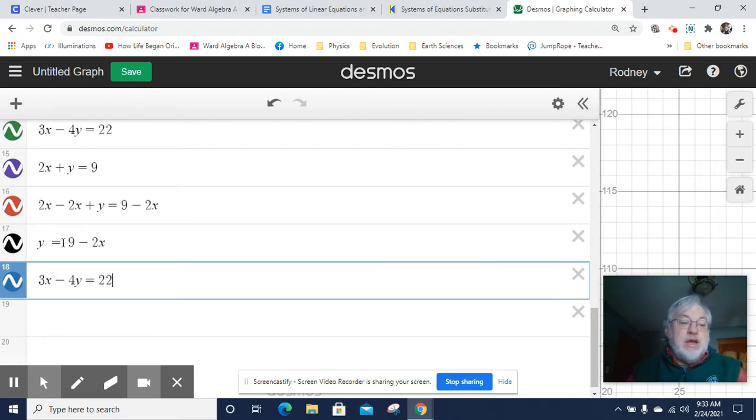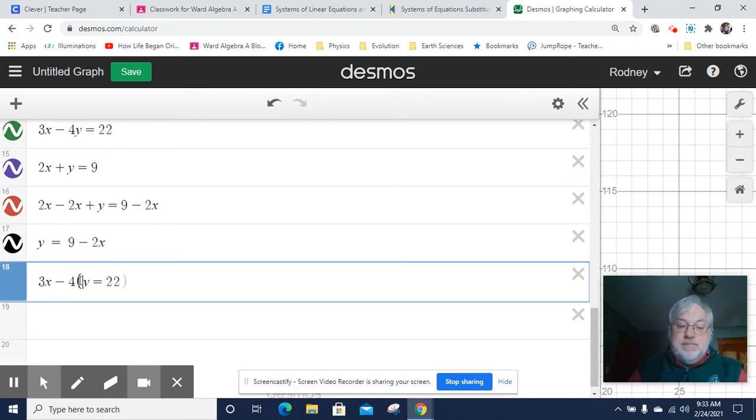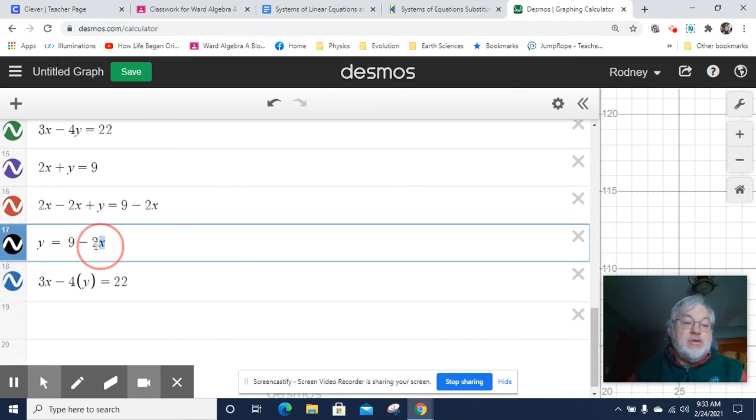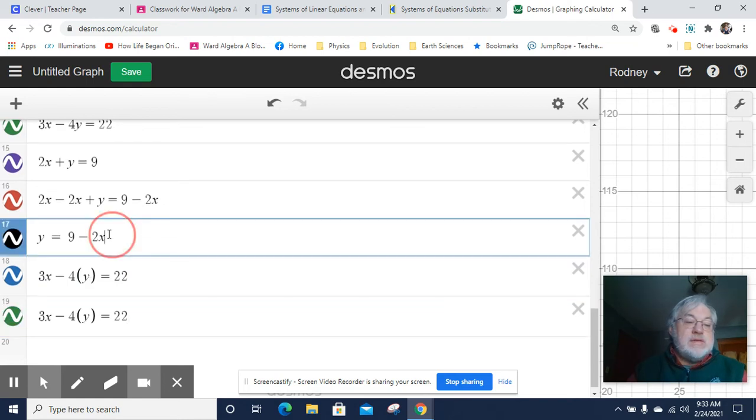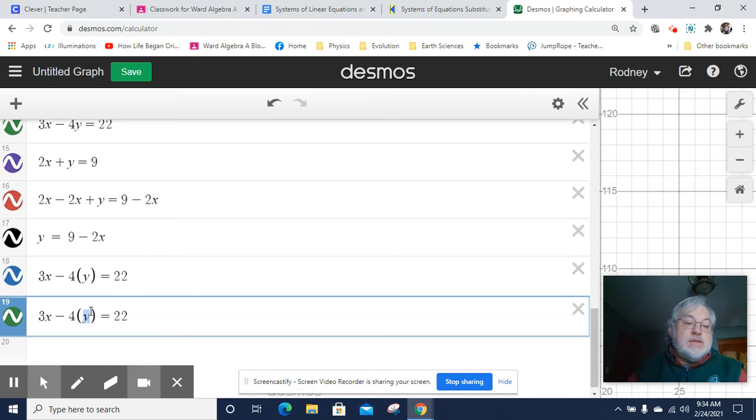I now have an expression for y in terms of x. So this y, I am going to substitute this expression for y. So y is now going to become, let me now do this. I want to show you in a stack. y is going to become 9 minus 2x because that's what it is in this system of equations. That's what it will be for the solution.